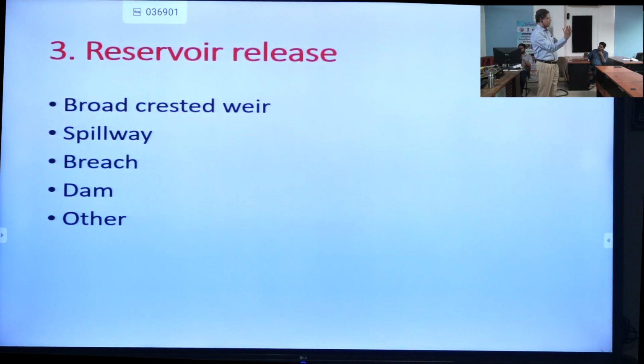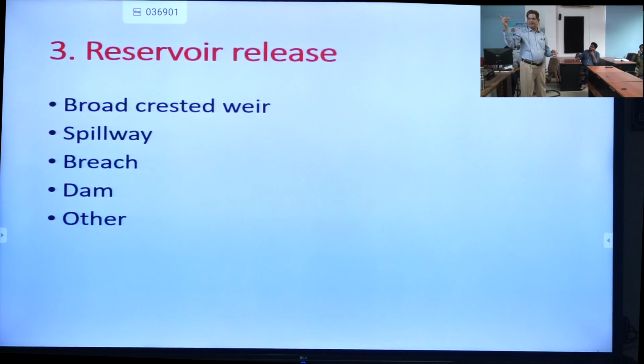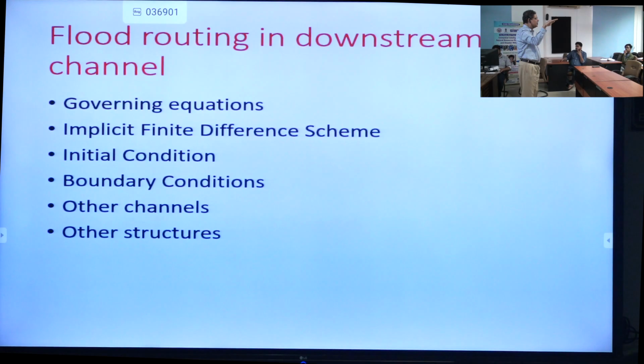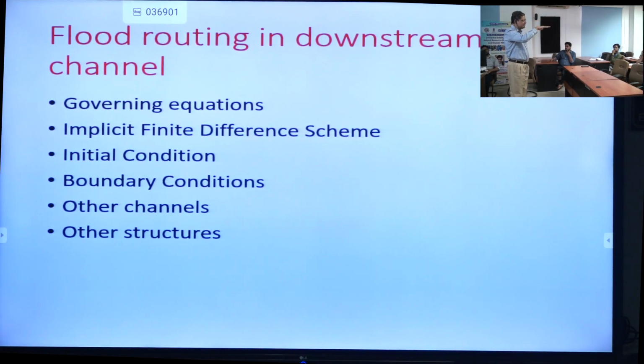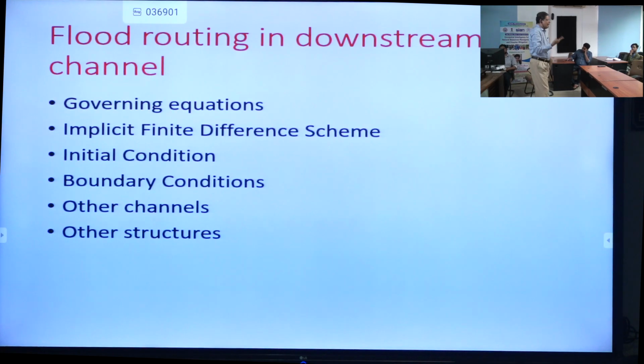Then through the bridge section, through the dam top, and others, you may have a different passage. For example, let's say for power generation, you may have a tunnel which is used for power generation. So that discharge is to be also calculated. So you take into account all the discharges and then find out what the discharge is as a function of time just at the first section below the dam.